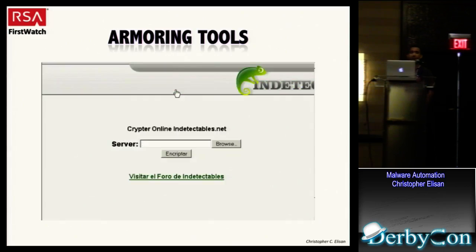And some armoring tools are also available in the cloud, so it's like armoring tools as a service. Like this one. When I was doing my research, indetectables.net was free and still accessible. I'm not so sure if it's accessible now. But before, it was free. And then when it became very popular, they started charging for access to the website. So you have to have a credit card. You give them your credit card number, they give you a license, and then you could access their website in perpetuity.